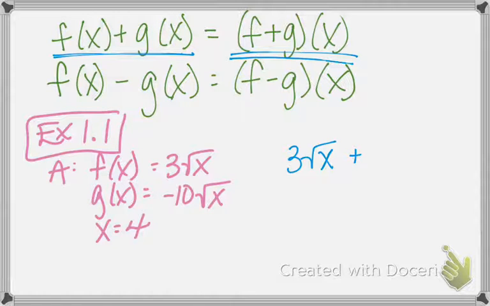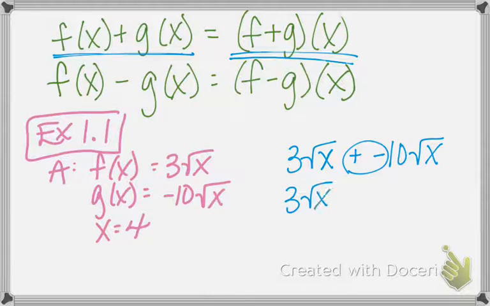So I have my first function, f of x, and then my second function, which is negative 10 times the square root of x. And so obviously we have this plus minus thing going on here, so we can just rewrite this as 3 times the square root of x minus 10 times the square root of x. And ask yourself, are these like terms? Well, yes, they are, because I have the square root of x for both of these.